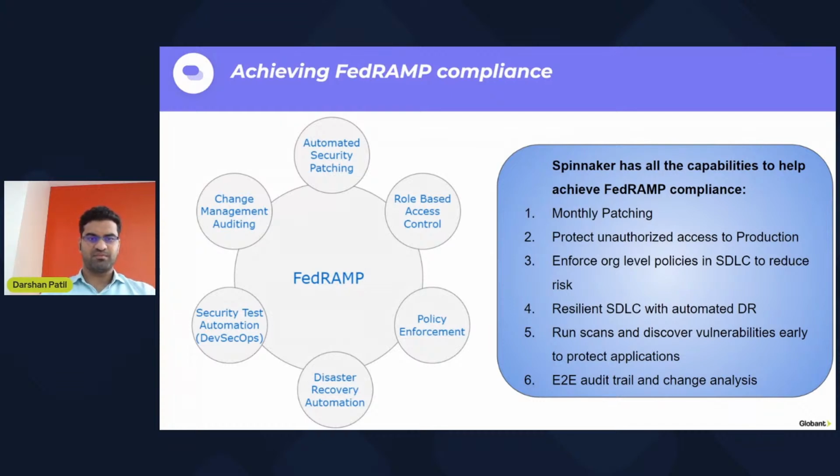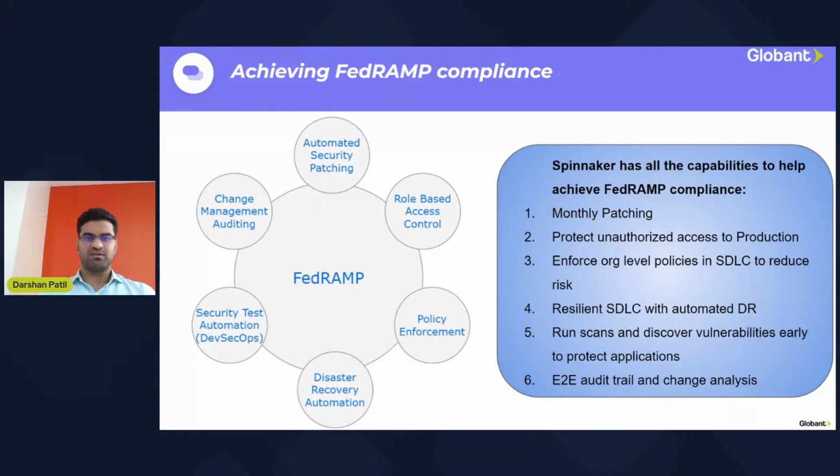Without a powerful CD tool, it will be difficult for the team to manage the patching. Generally, for a team, it takes 2 to 3 days or 4 to 5 days to patch the servers. But that won't be the case with Spinnaker. If you're utilizing Spinnaker, it will be easier for you to have monthly patching, especially when you're baking your AMIs within Spinnaker. We will discuss in more detail how to achieve this monthly patching in the further slides. FedRAMP requires that your access to production should be protected. There should not be unauthorized access to production. Spinnaker uses role-based access control to protect your application in production.